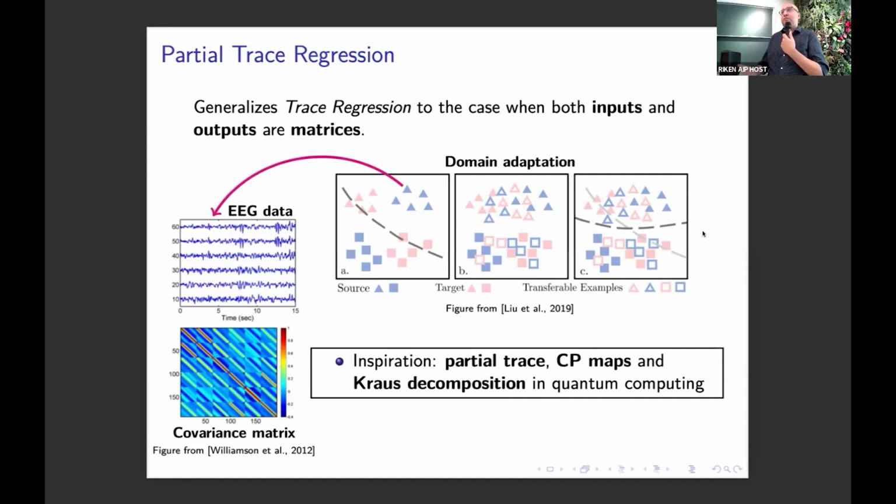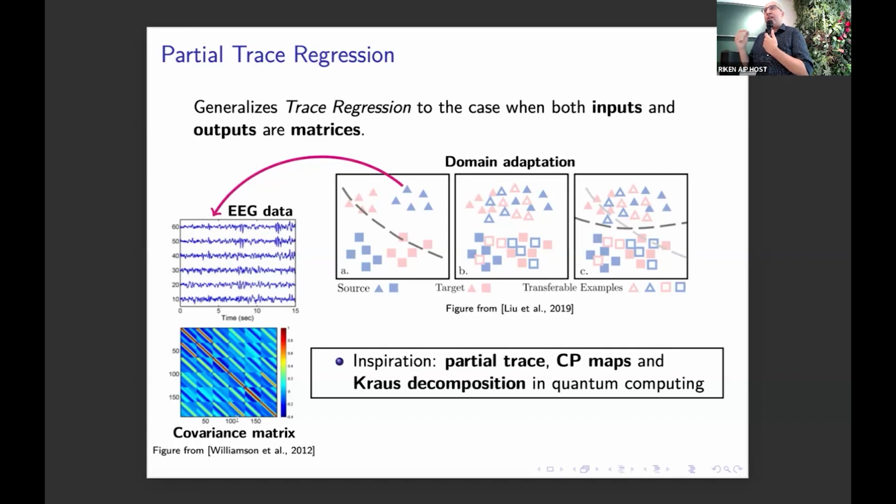In many situations, data can be represented by positive semi-definite matrices. For example, in the field of EEG data, it is known that covariance matrices are a good representation of the data. In this case, each data point we have is represented by a PSD matrix, a covariance matrix. To have new transformable examples, we have to generate new data which have also the same properties. This means that the new generated data should also be positive semi-definite. So we are in the situation where the input is a covariance matrix, and we would like to predict a new matrix which is also positive semi-definite. The partial trace regression model is designed to deal with this kind of situation.